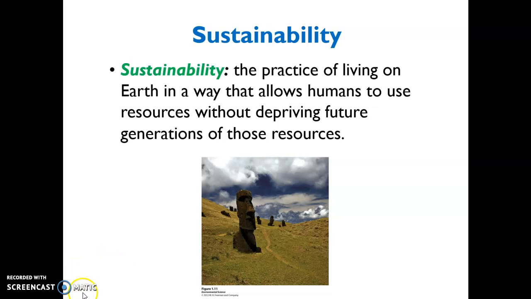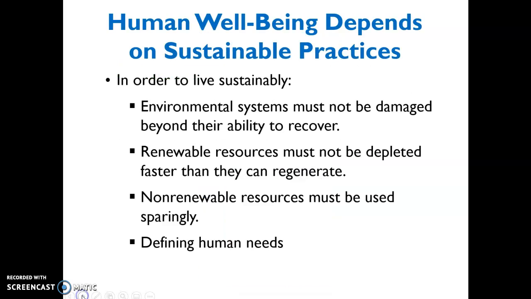So I'm going to wrap up here with one more slide about sustainability, and that is that human well-being depends on sustainable practices. In order to live sustainably, the environmental systems that we impact must not be damaged beyond their ability to recover. Renewable resources must not be depleted faster than they can regenerate. So in the example of Easter Island, the trees are a renewable resource, but if you deplete them faster than they can regrow or regenerate, they will become depleted.